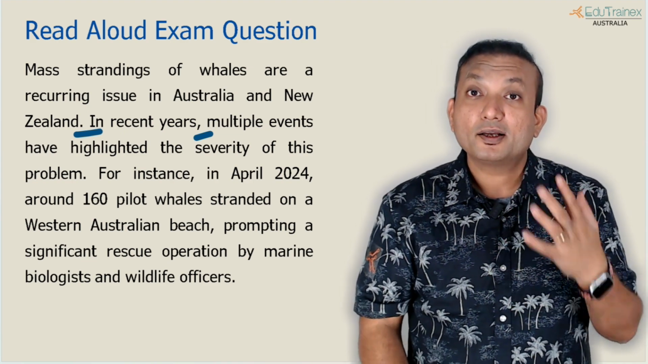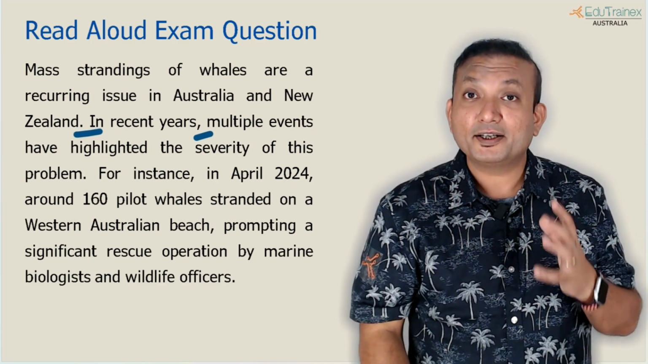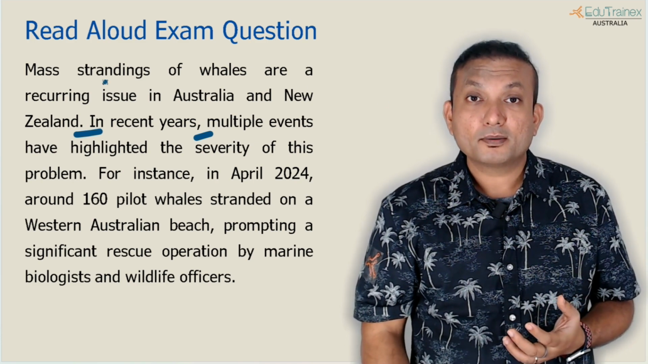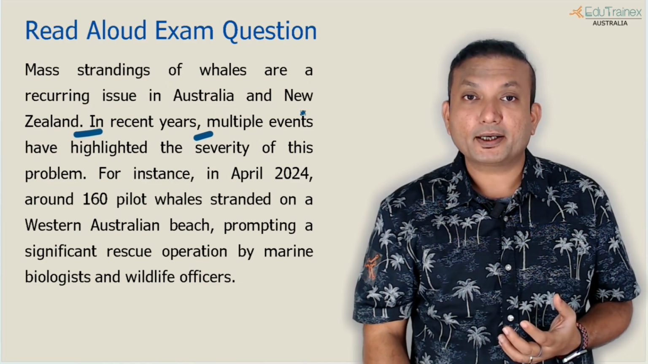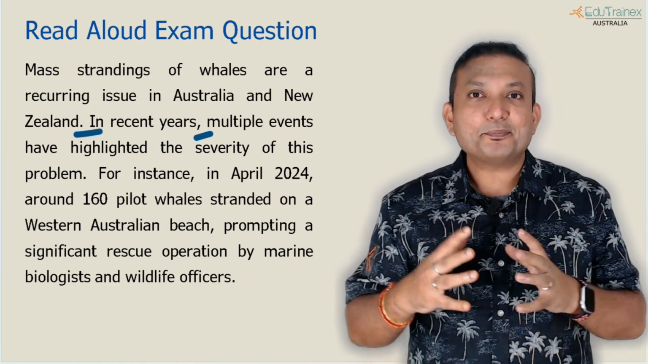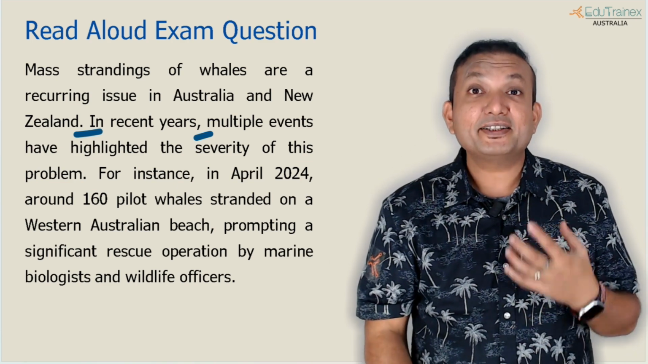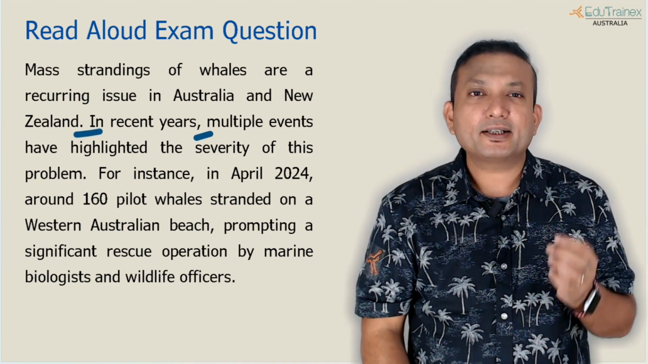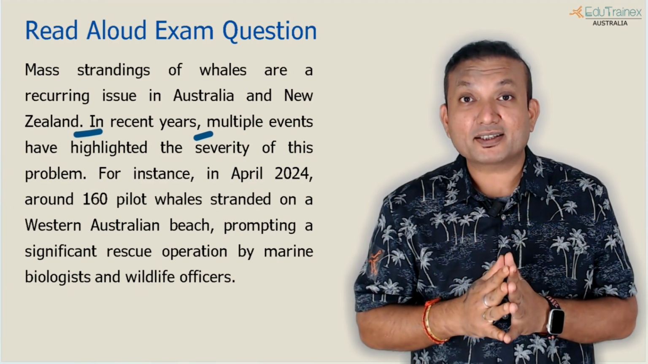Okay, so neither very slow is good, neither too fast is also good. You have to be in a moderate speed. I'll demonstrate both of them. If people are reading like this, mass strandings of whales are a recurring issue in Australia and New Zealand. So what is happening is you are not doing it on purpose because you are not accustomed in reading this fluently and very quickly. So that's why you are struggling to read it and you are reading it word by word. But this will result in a very drastic manner.